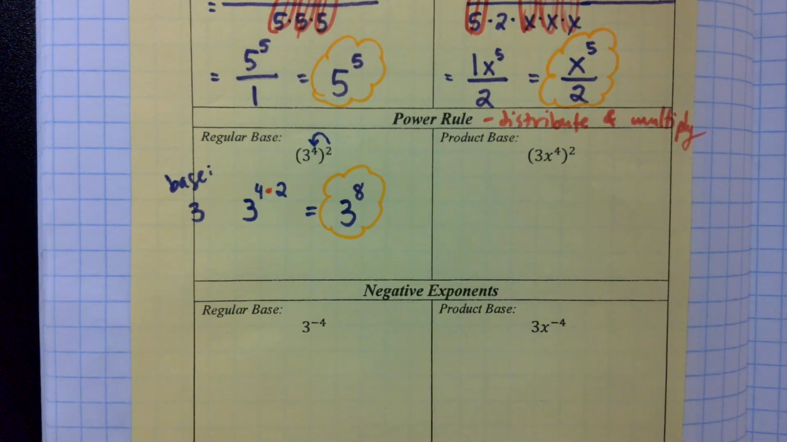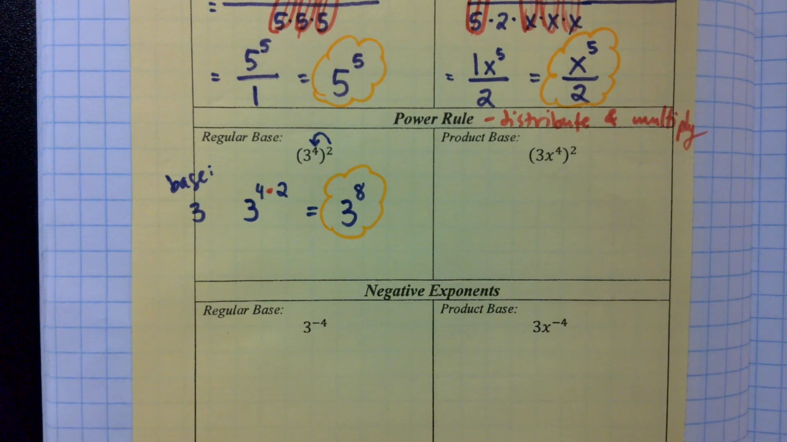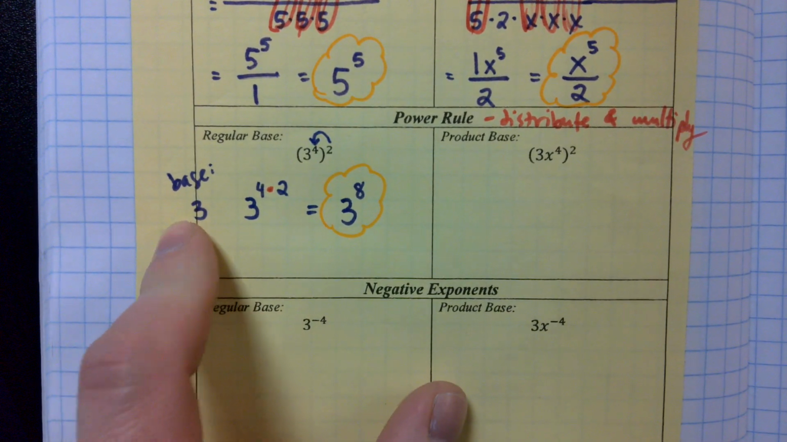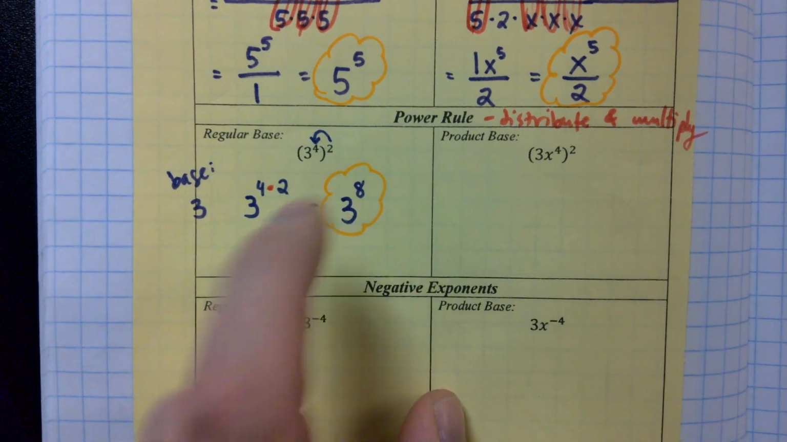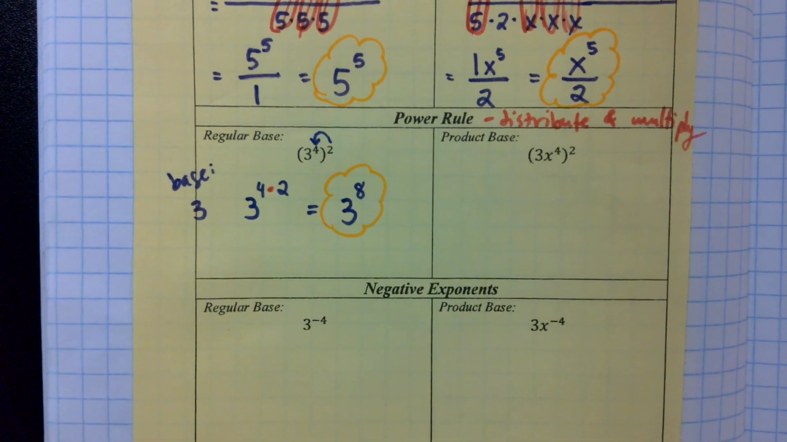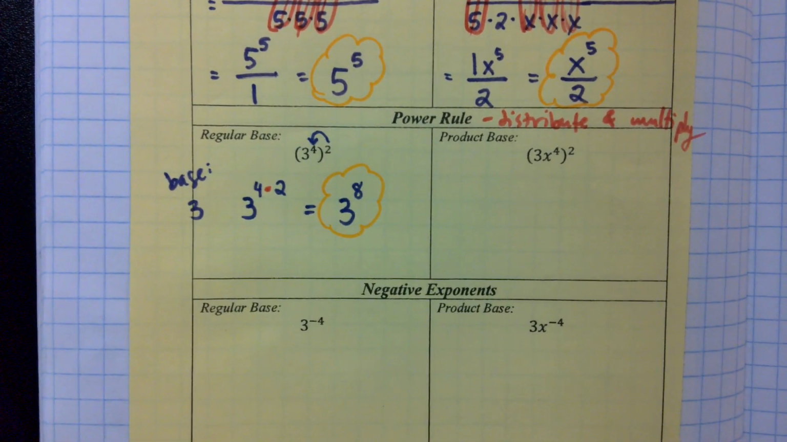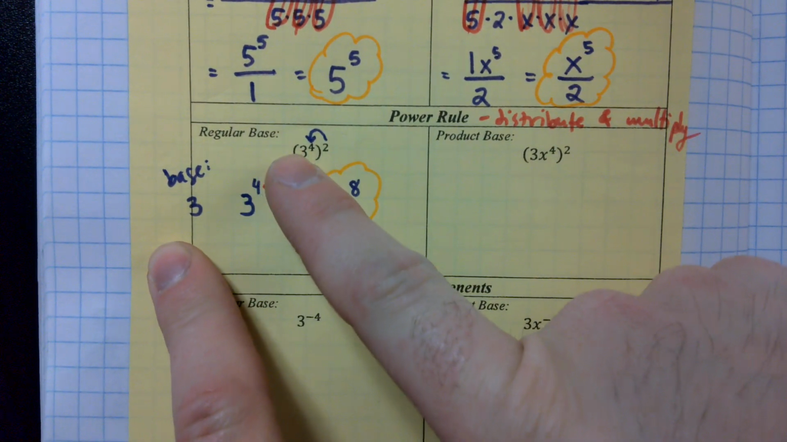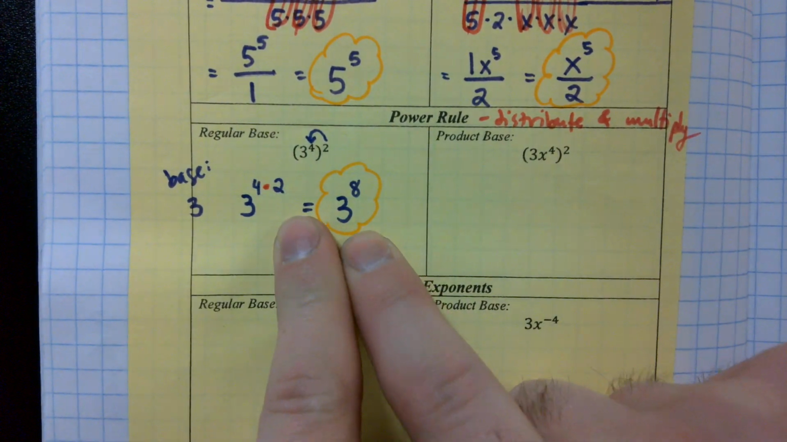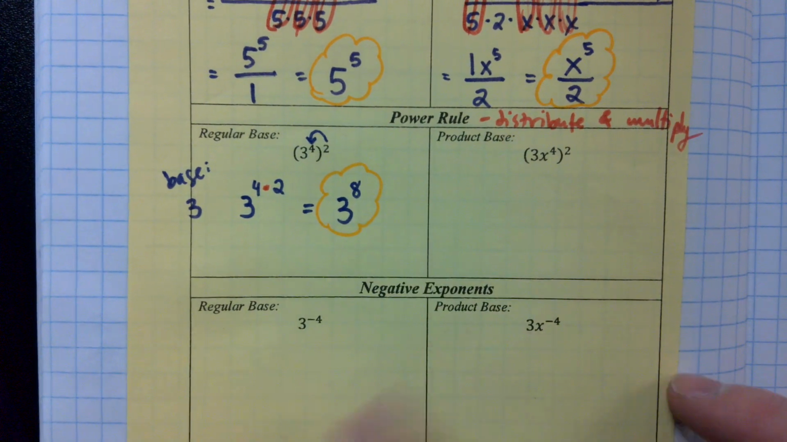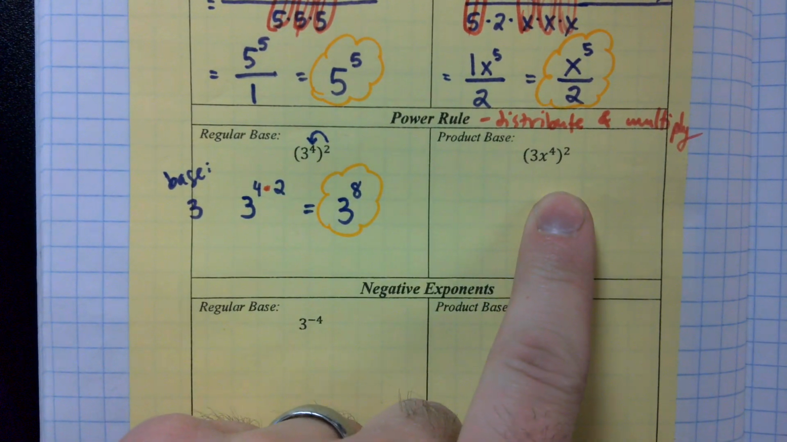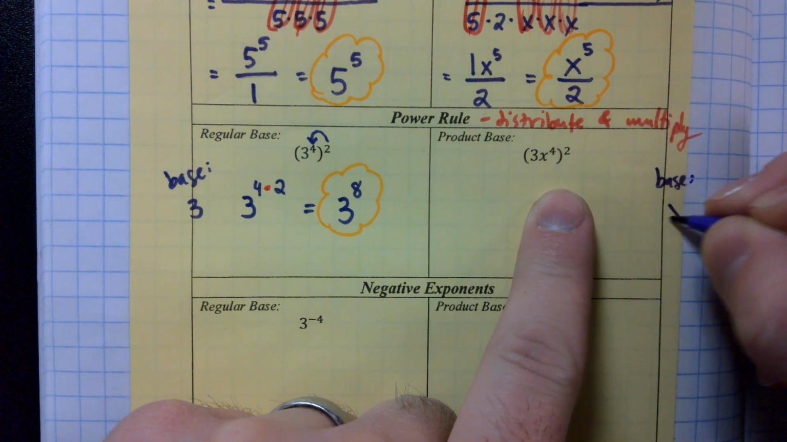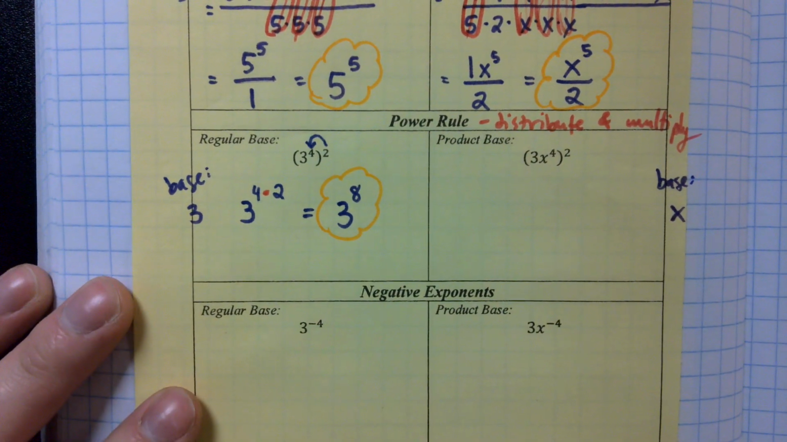So if it helps you to understand how to do this better, identify what the base is. That way you can check and see, in my answer, my base should still be a 3. Again, base being the big number where an exponent's attached to. So if I say, hey, in this problem my base is 3, I know that my answer should be 3 to some power. What's my base over here, though? X is my base, not the 3, the x.